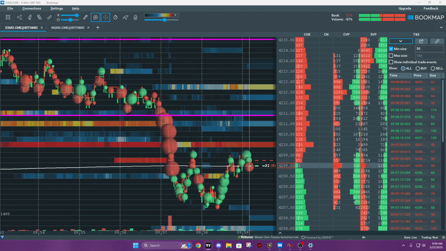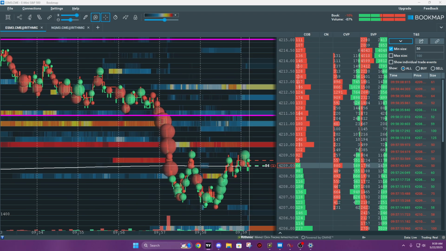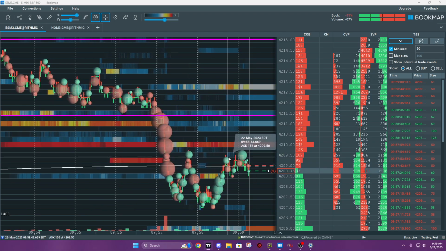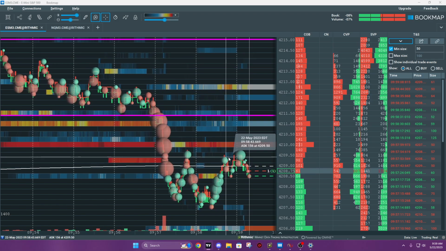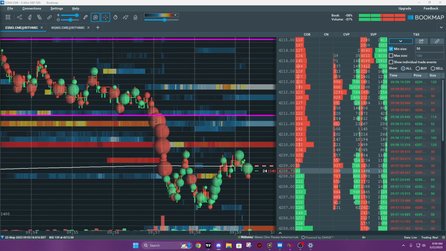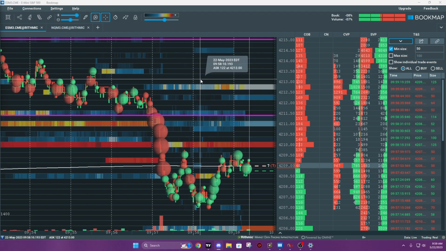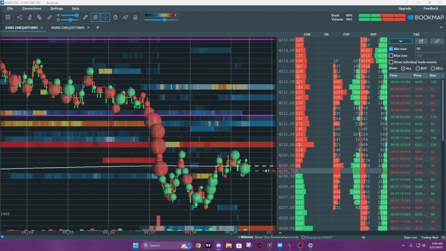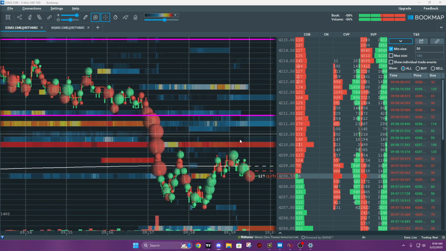I think we have the news that comes out in whenever. Yeah, 45 seconds. It's only yellow folder news, so it shouldn't do too much. We'll have to see. But a decent size coming in. Not huge, but decent.